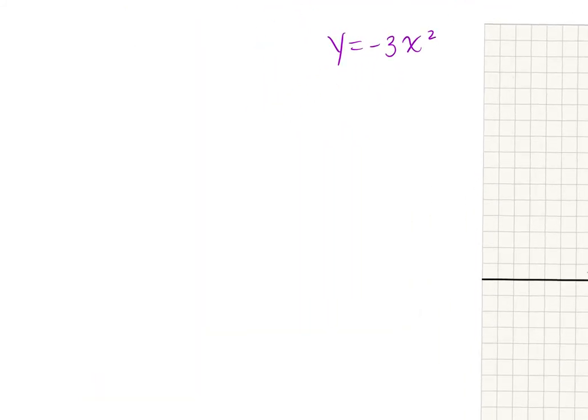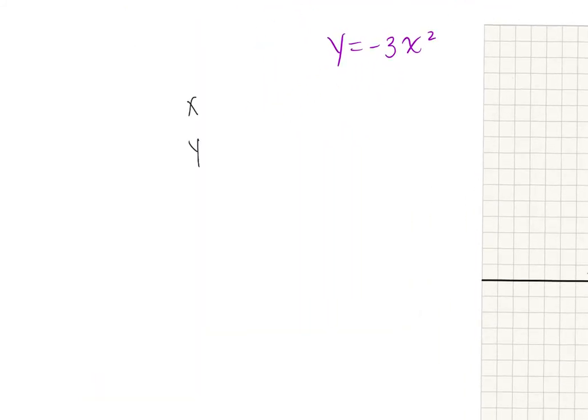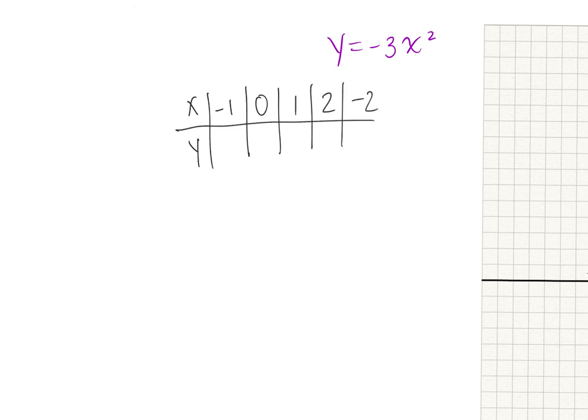Let's make our chart, x and y, and let's plug in values of x. Let's start with x is negative 1. Then we'll move on to 0, 1, 2, and let's do negative 2 as well, okay? So if we plug those in, let's see what we get. All right, so check it out. Let's plug in negative 1. So x is negative 1. We get y equals negative 3 times negative 1 squared.